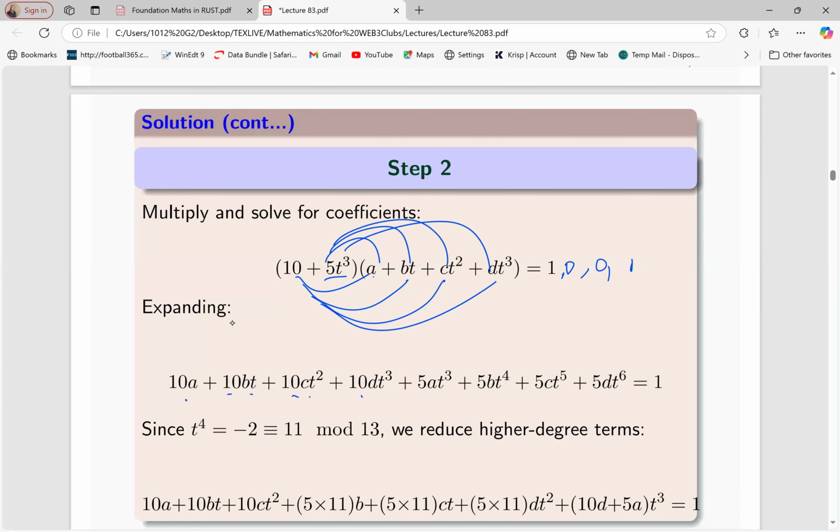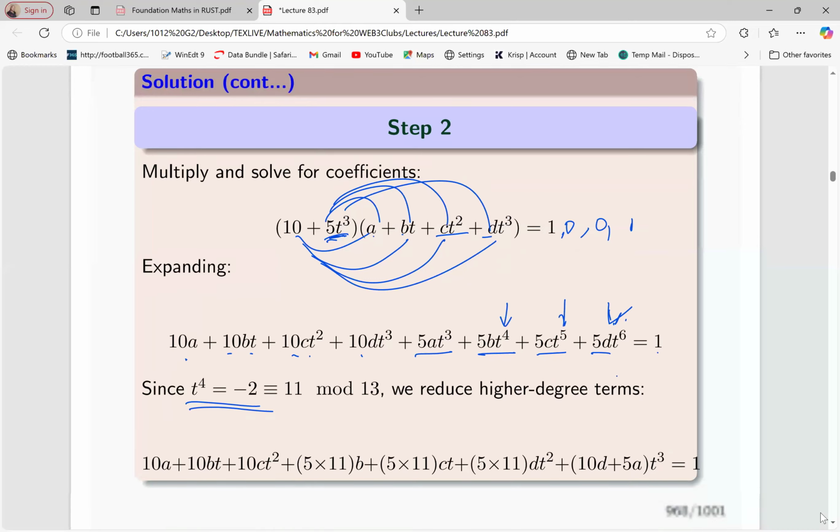You have 5at cubed. Then you have 5bt raised to 4. You have 5ct raised to 5. You have 5dt raised to 6 equals 1. That product is 1. Now, this power is 4. This one is more than 4. This one is more than 4. Using our polynomial, we reduce that power, and that is what I'm doing in our next step.